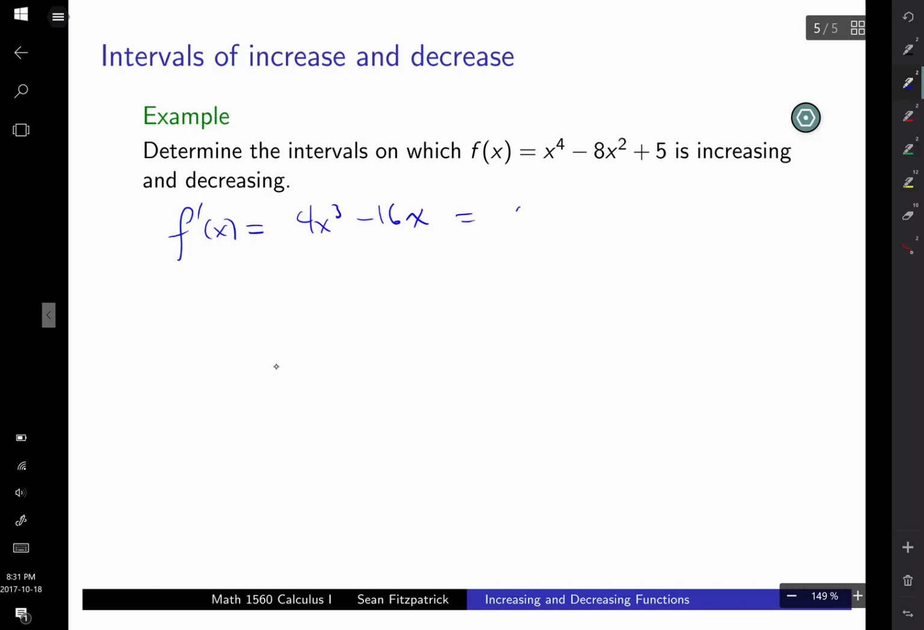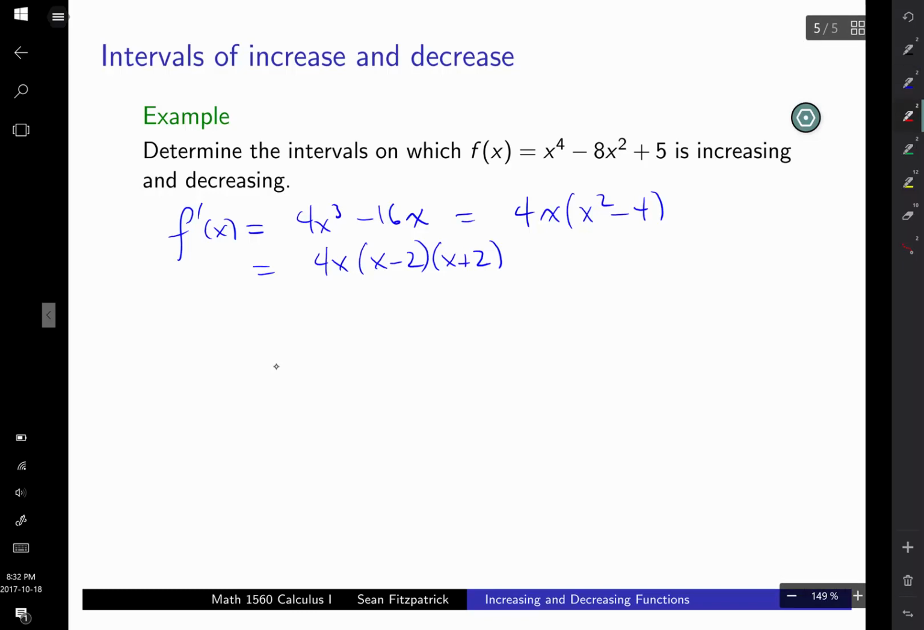And of course we can factor this, right? We can pull out a 4. We can also pull out an x. That leaves me with x squared minus 4. And then we've got a difference of squares, right? So f prime of x is 4x times x minus 2 times x plus 2. Okay, so we can see that there are 3 zeros, right? f prime of x is going to be equal to 0 when x is 0, when it's 2, when it's minus 2.